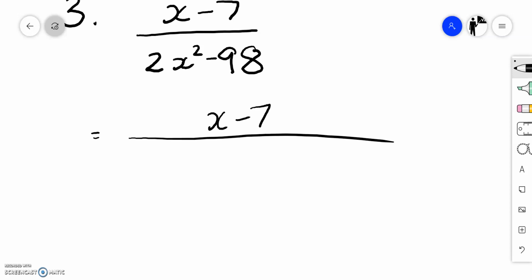Let's have a look at our denominator. 2x squared minus 98. We want to factorise this. Step 1, is there a common factor? Well, yeah, 2 goes into both of those. So that's going to be 2 times x squared minus 49.